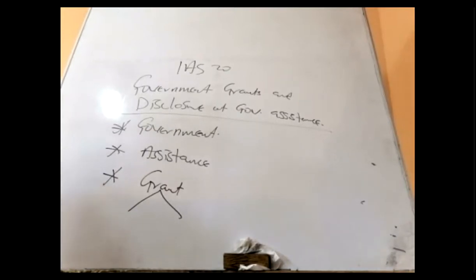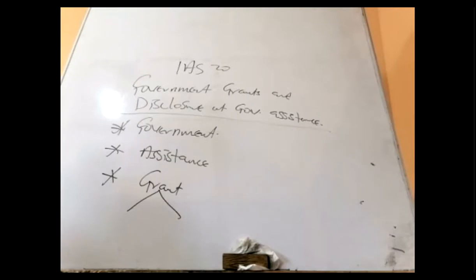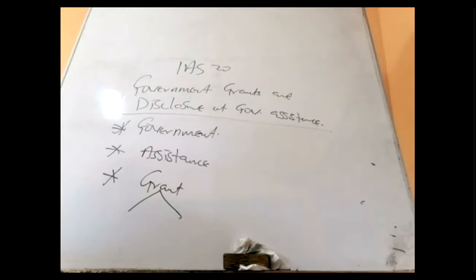Let me give you 2 real life examples. Let's assume that we are manufacturers of local rice, and the government passed a law that no one should import rice into the country. The government has assisted us, but it's not giving us money. It's not monetary compensation, but it will boost our productivity or our operations.